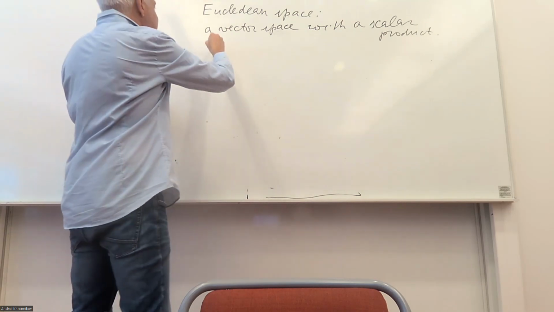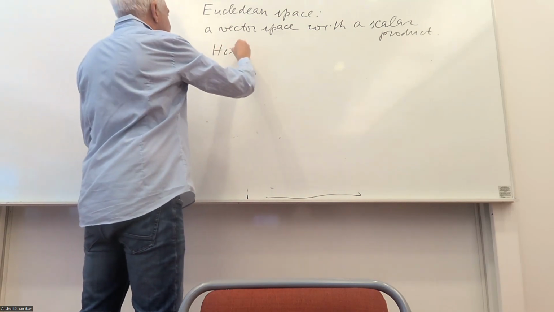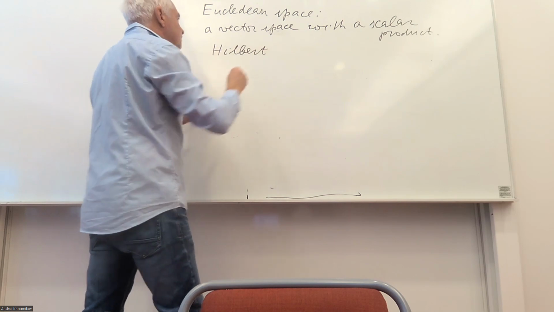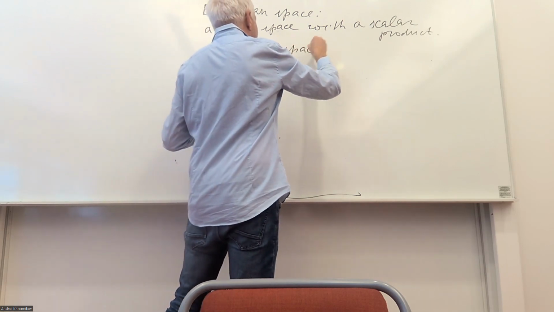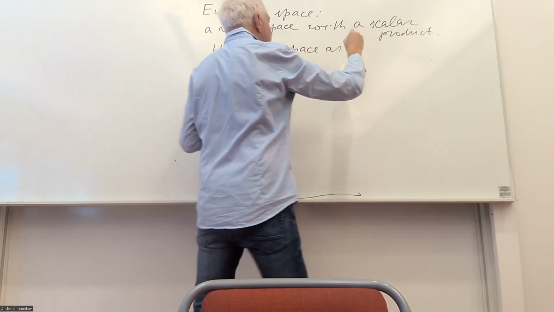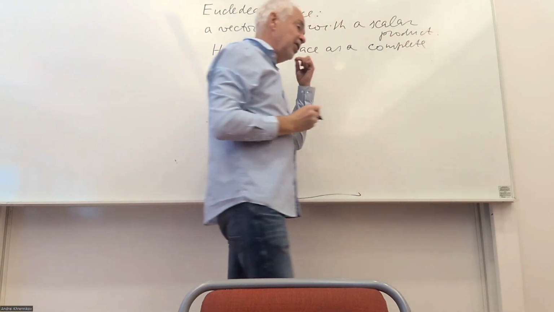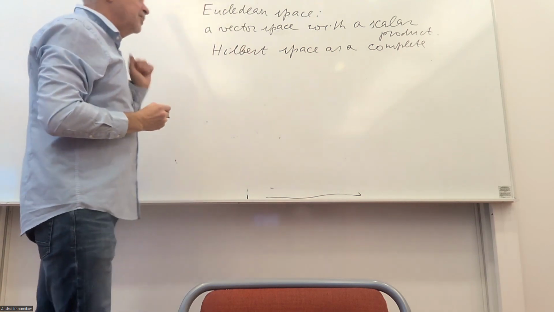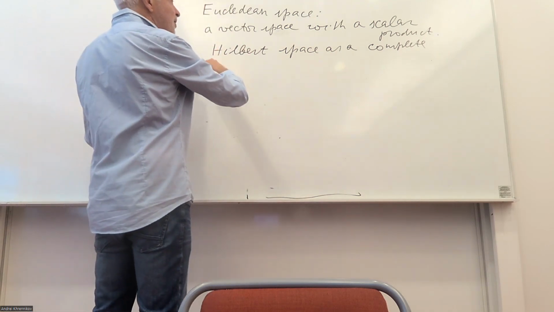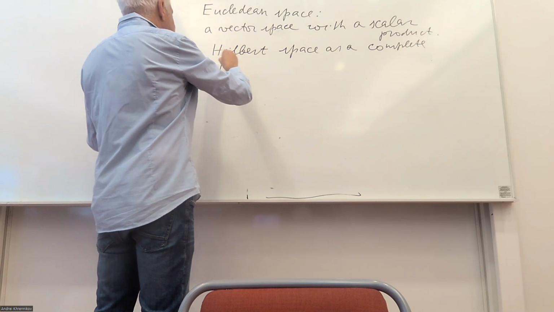And a Hilbert space is a complete Euclidean space, where complete means that any Cauchy sequence has a limit in this space.